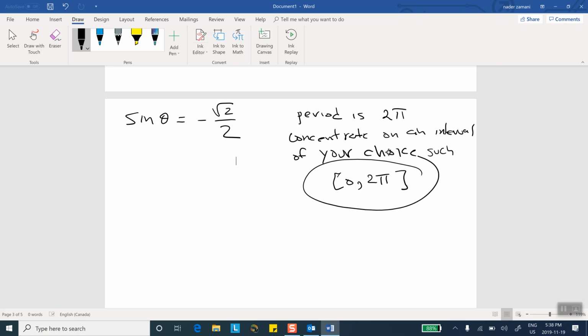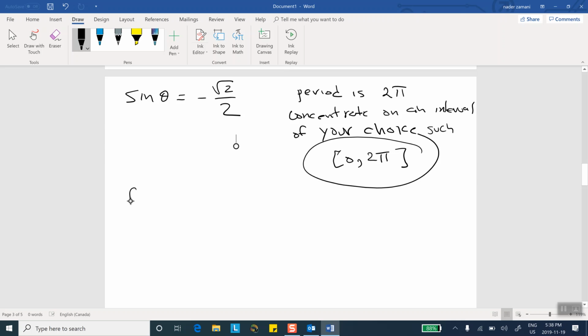Okay, good. Now find two solutions of sine theta equal to minus root 2 over 2 in the above interval.